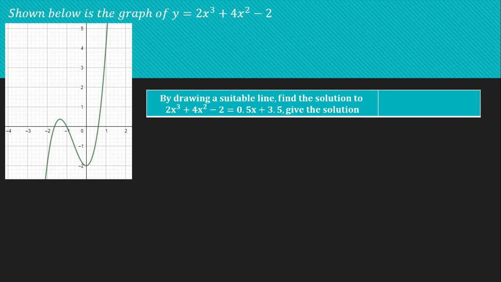So, shown below is a cubic. By drawing a suitable line, find the solution to the cubic equals the linear 0.5x plus 3.5. Now this cubic is exactly the same. In fact, on the last slide I said this was more difficult. It's probably a little bit easier, to be fair. This cubic is exactly the same as this cubic, which is exactly the same as the graph that we've got drawn, okay? Nothing special. When is it going to be that this cubic is going to equal this line here?